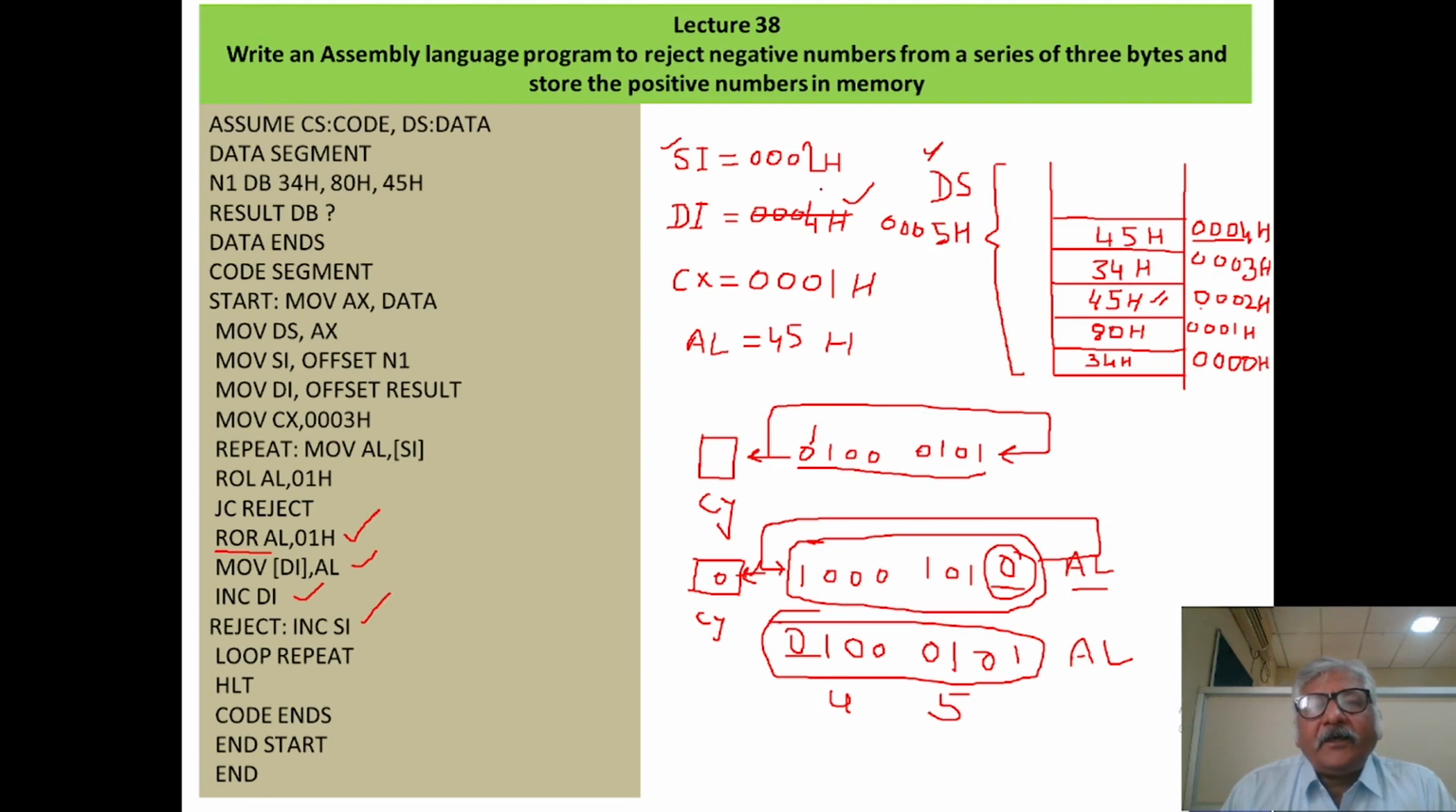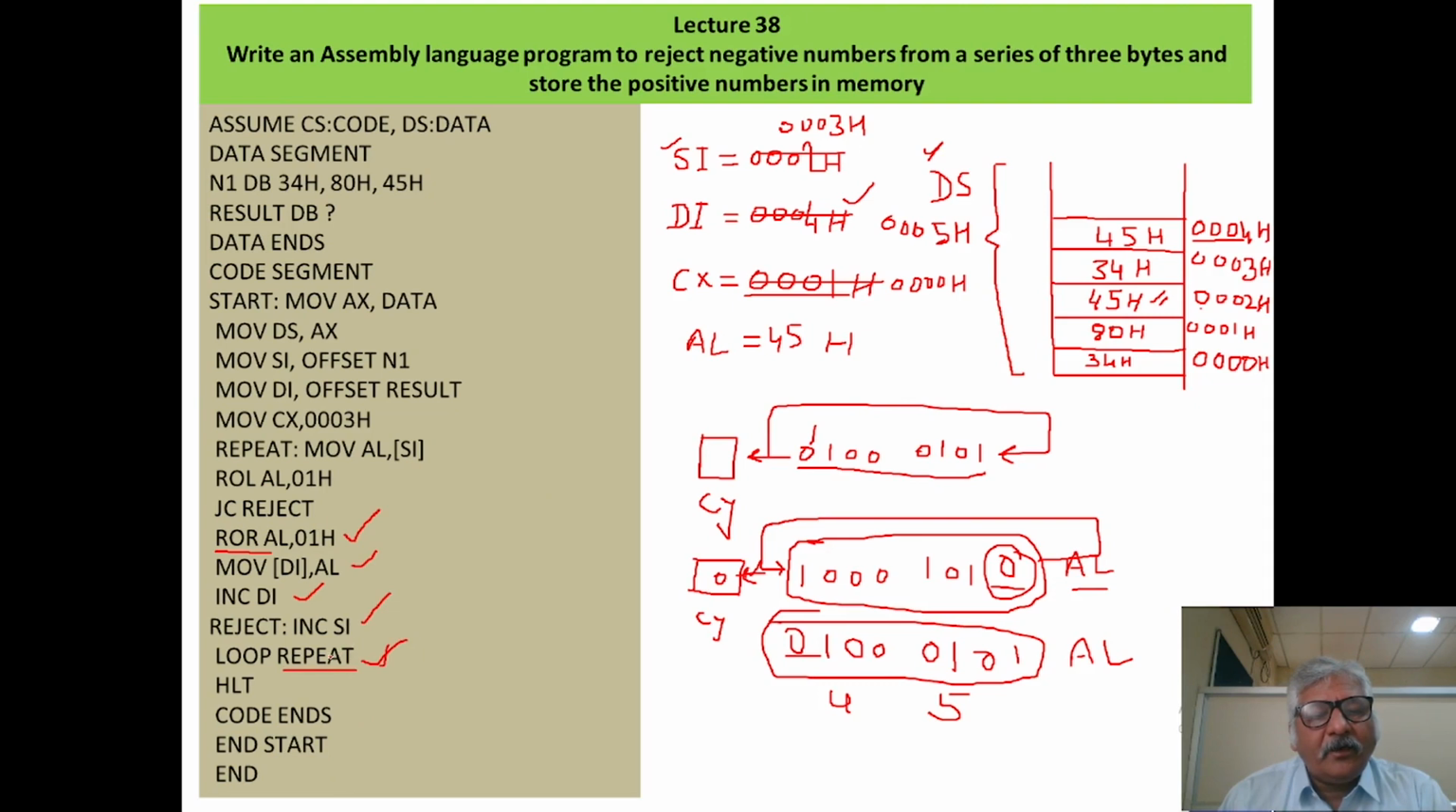Then INC SI, SI will become 0003H. Then loop, so CX will be decreased by 1. CX is currently 0001, so it is decreased by 1 and will now become 0000H. Now since the value of CX is 0, the program will not go to the repeat.